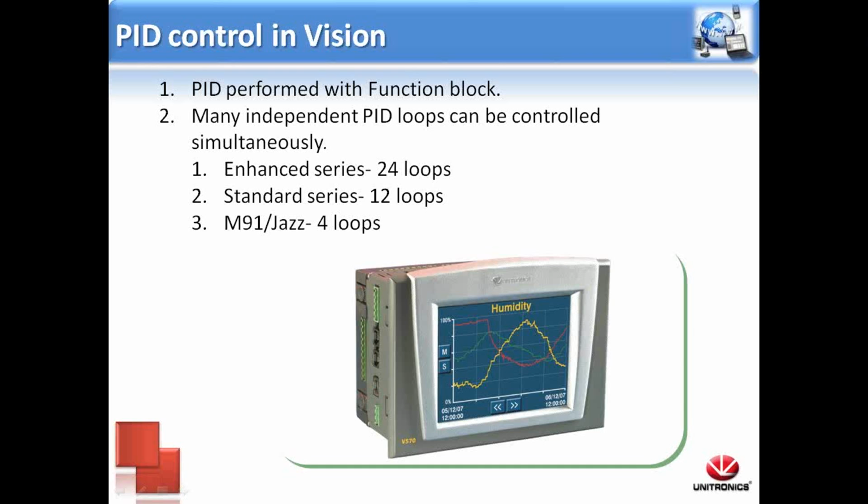Next, I'd like to discuss a little bit about PID control in vision controllers. PID control is done using function blocks, and we're going to get into this in a moment. Many independent PID loops can be controlled simultaneously. In the enhanced series controllers, 24 total loops can run at one time. In the standard series, 12 loops can run at one time. And the Jazz and M91 can also support up to 4 loops.